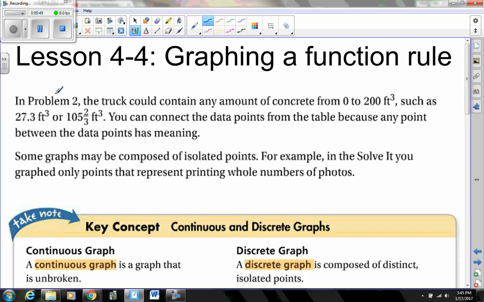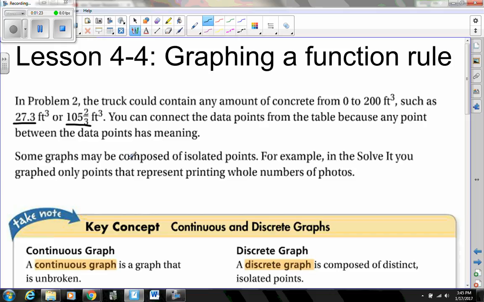It could certainly hold 100 feet. It could hold 150 feet. It could hold 27.3 feet. It could hold 105.7 feet. It can hold any number it wants. So when that is the case, when your x values can take on any number they want, any decimal number makes total sense, then you can connect the data points from the table because any point there makes sense. You can connect the data points with a line on your graph.